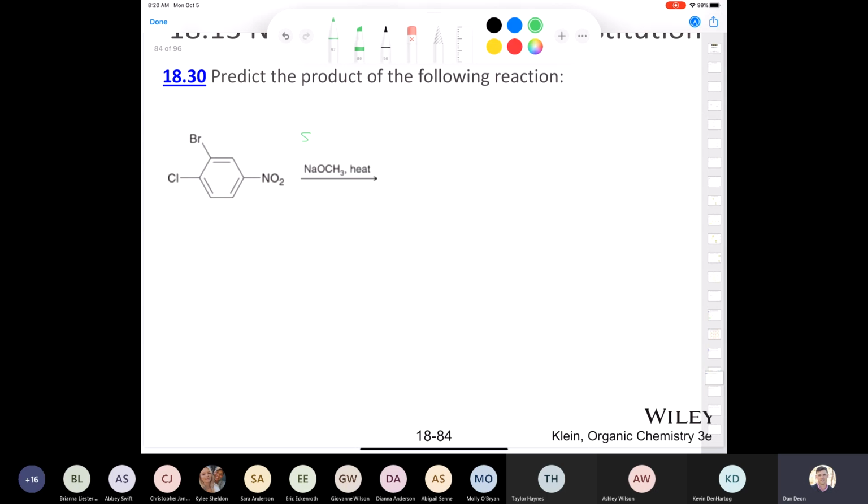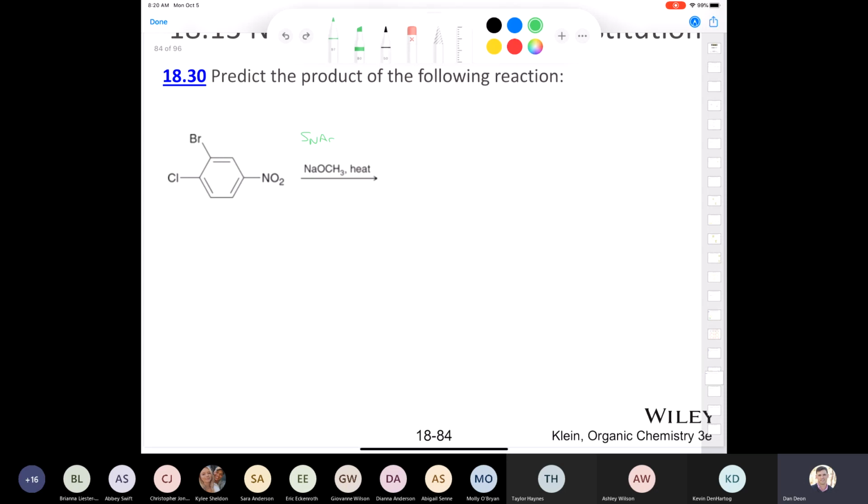But in order for an SNAR reaction to occur, only one of these is going to act as a leaving group. Could anybody tell me which one it would be, the chlorine or the bromine? And it's not a trick question. Absolutely, you're both correct. Francisca and Andrew, they both say it's the chlorine. Why? Because the chlorine is para to the electron withdrawing group. Remember, that was one of the requirements.